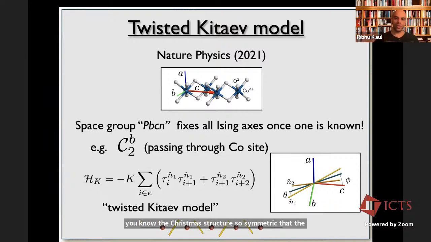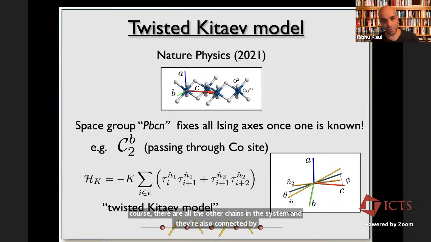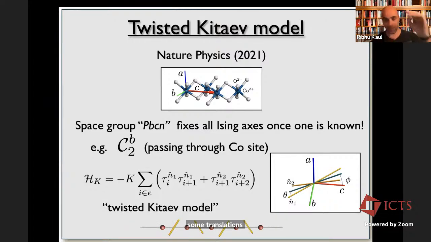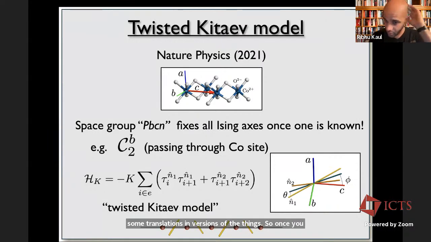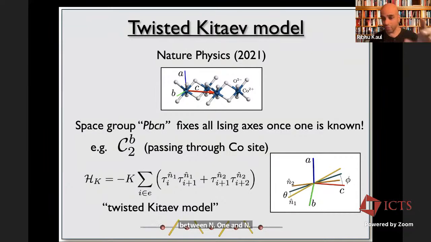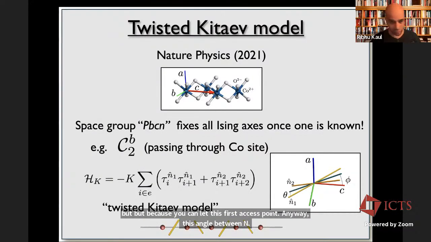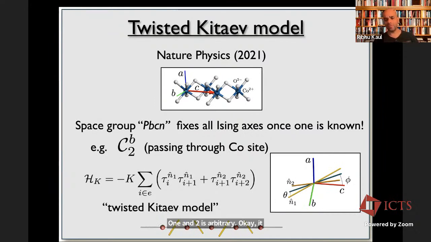And then, of course, there are all the other chains in the system, and they're also connected by some translations, inversions, other things. So once you fix one Ising axis, all the Ising axes in the crystal are fixed, including the angle between N1 and N2. But because you can let this first axis point anywhere, this angle between N1 and N2 is arbitrary. As you can convince yourself, if you just study the many-body problem, it only cares about the angle between the two. It doesn't really care about where it's oriented. If you're interested in the details of the experiment, it's actually important where it's oriented.